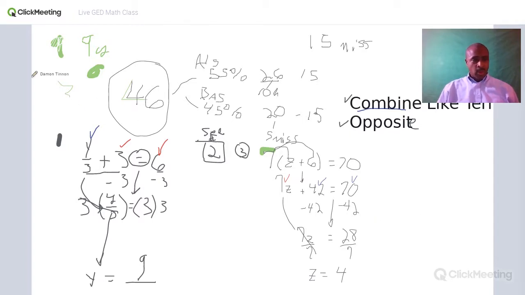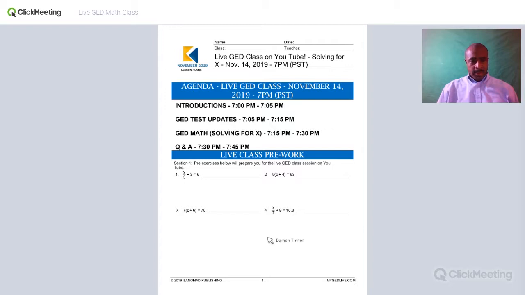So now we're going to go back to the worksheet here, and we're going to move on to number 4. So number 4 is x over 7 plus 9 equals 10.3. So I'm showing a problem that has a decimal in it because on the GED test, you will also come against questions like this. So not every question is going to be straight ahead. Some questions are going to have fractions like we see here, and then sometimes they might have decimals. And this comes into play for the word problems.